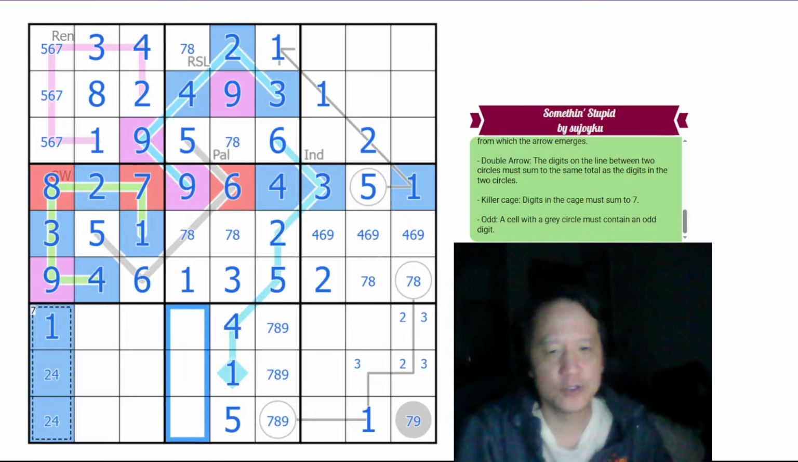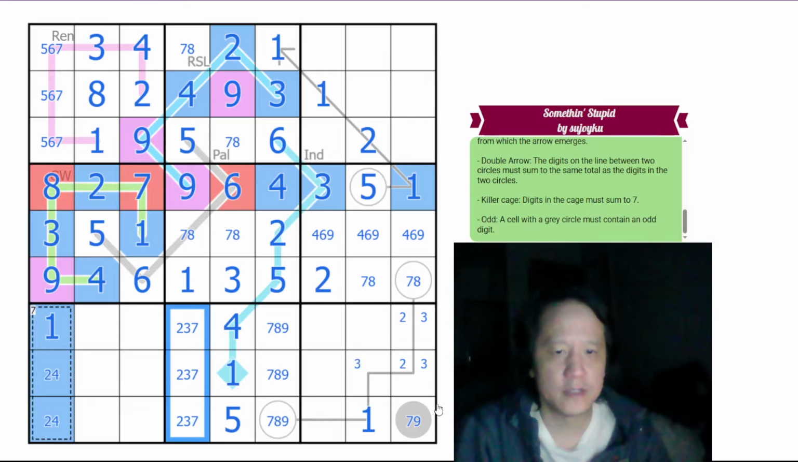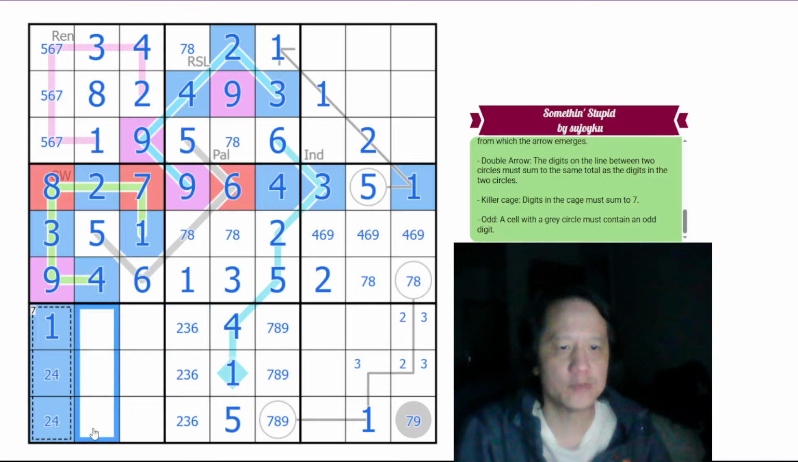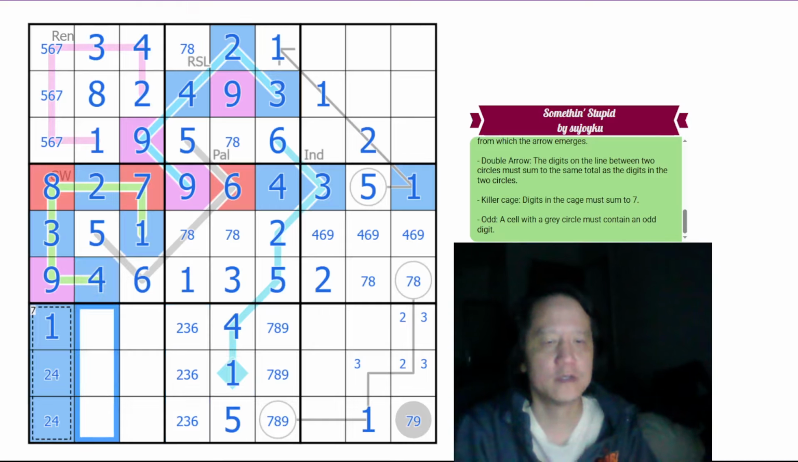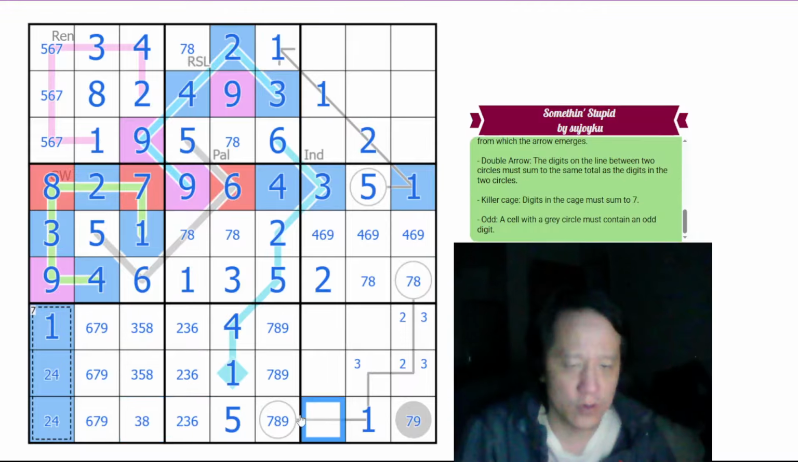We have a 2, 3, 7, not 7, 6 triplet in column 4. In column 2, it's what? 6, 7, 9. In column 3, we have 3, 5, and 8. 5 cannot be here because of the 5 in the row.